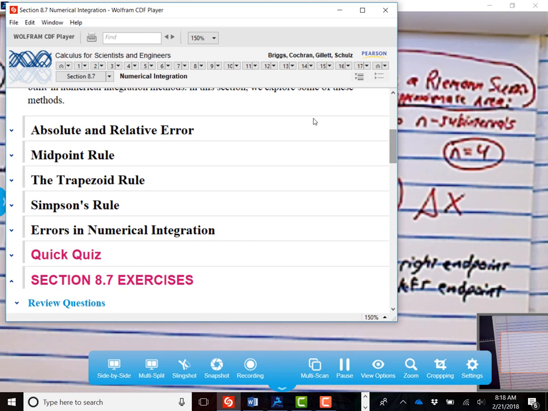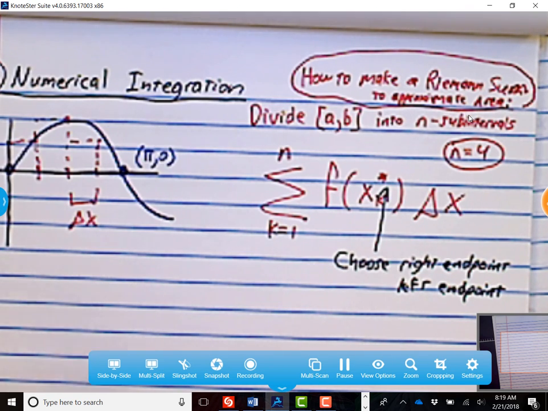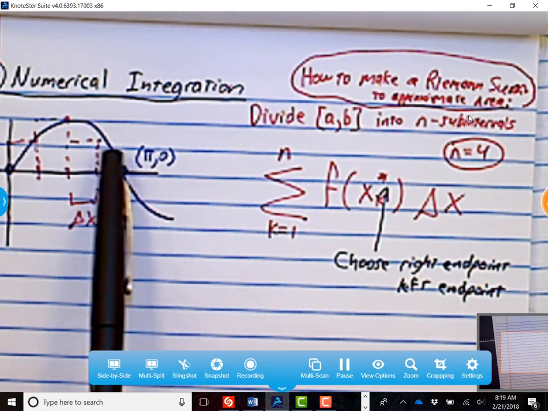They're going to talk about absolute and relative error. And we might get into that a little bit later. I want to get into the methods first. Then we'll talk about error, because you want to know how far off you are. If you get 1.9, and the actual answer is 2, there's some error there. You could see there's going to be error because of the picture, right? There are gaps that didn't get counted.